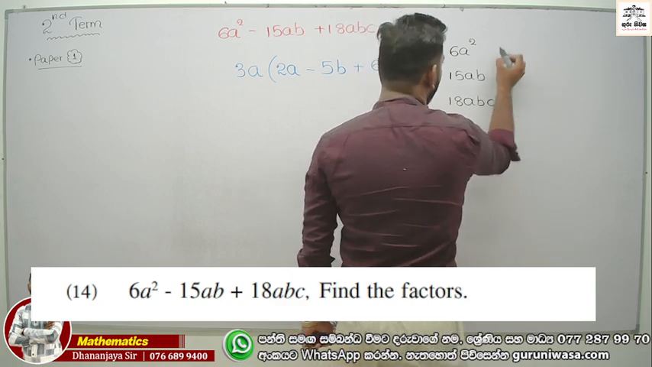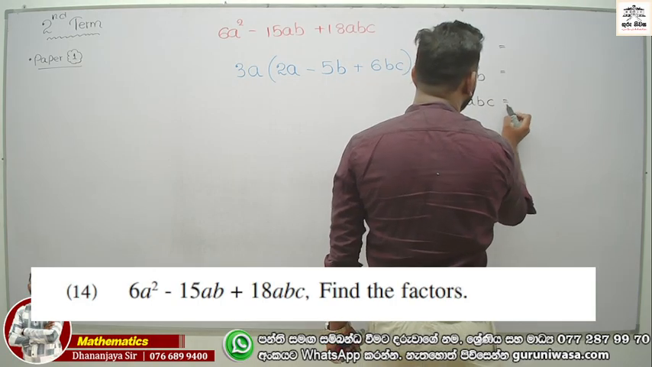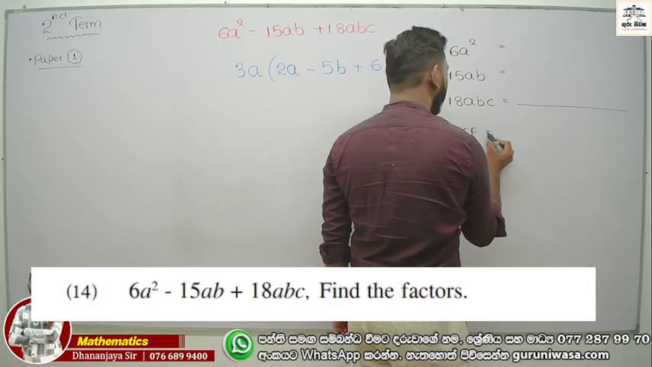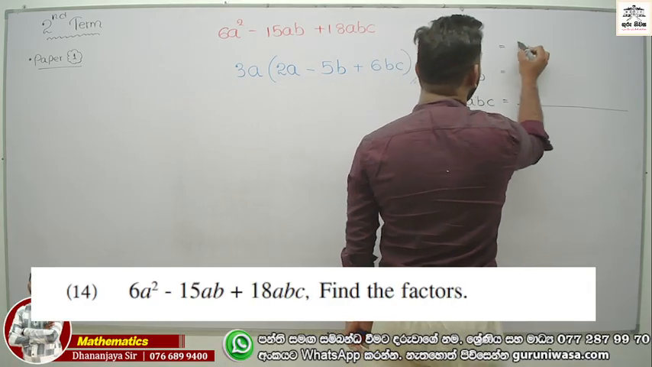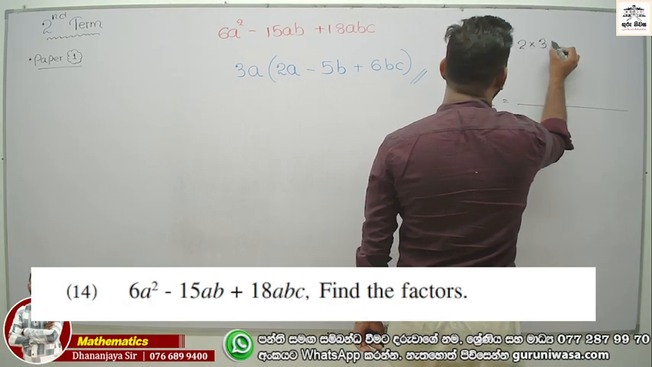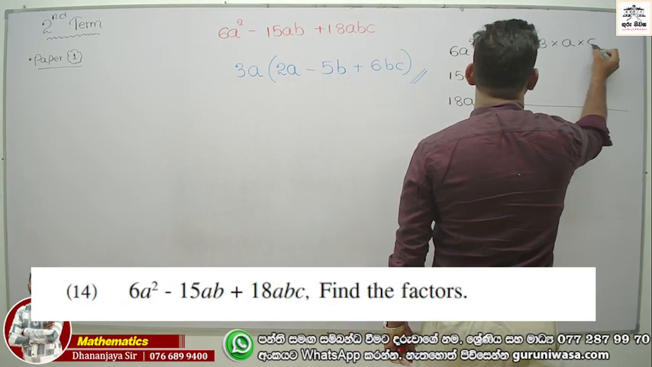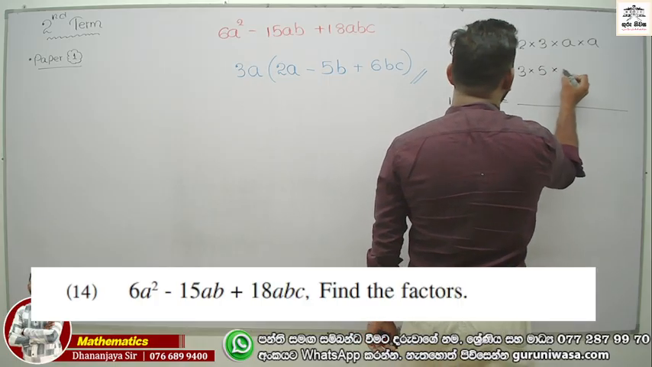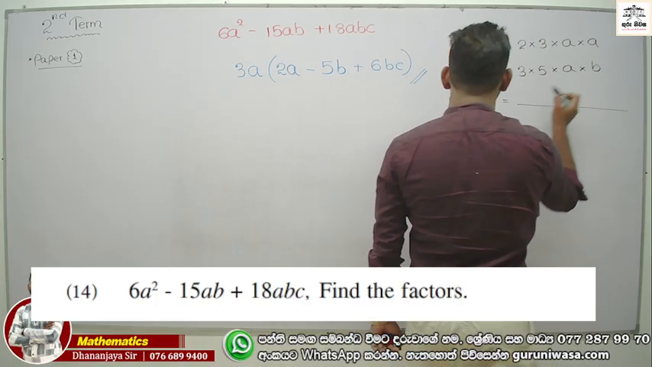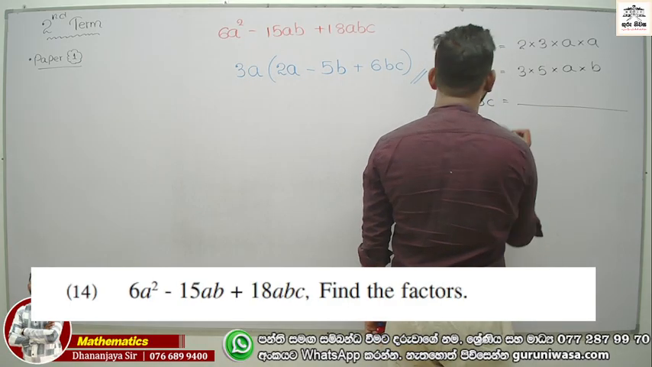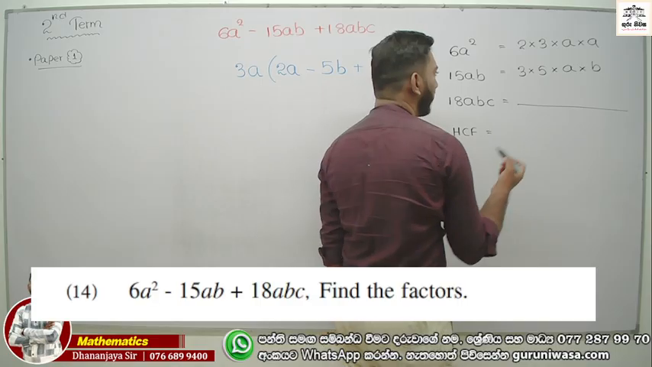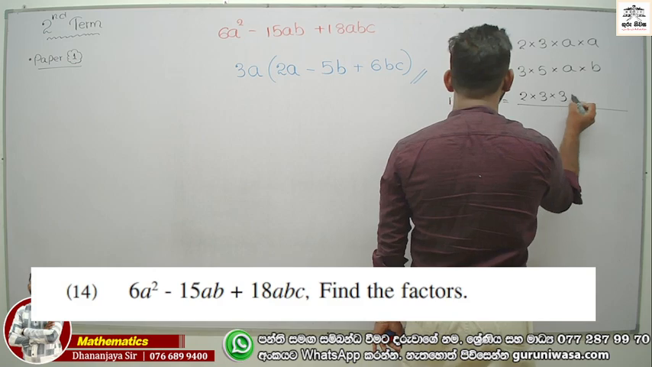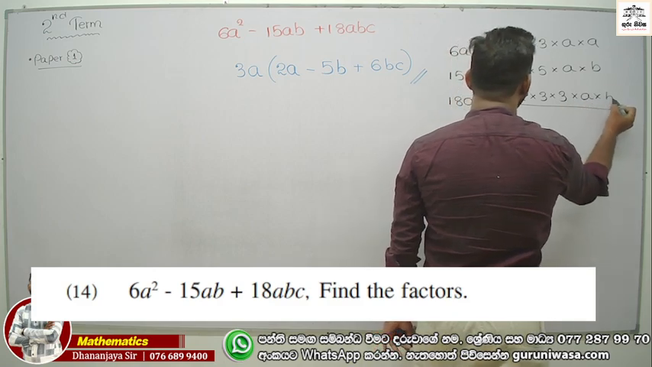18abc. Now I am going to find the HCF. Remember how to find the highest common factor? 6 you can write as a product of prime numbers: 2 into 3 into a into a. Now 15 is 3 into 5 into a into b. 18 becomes 3 times 3 times 2. Therefore 2 times 3 is 6, 6 times 3 is 18, and a into b into c.